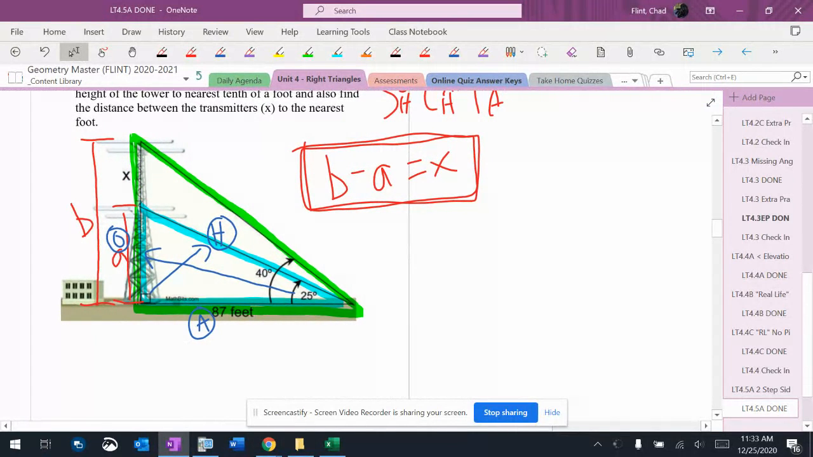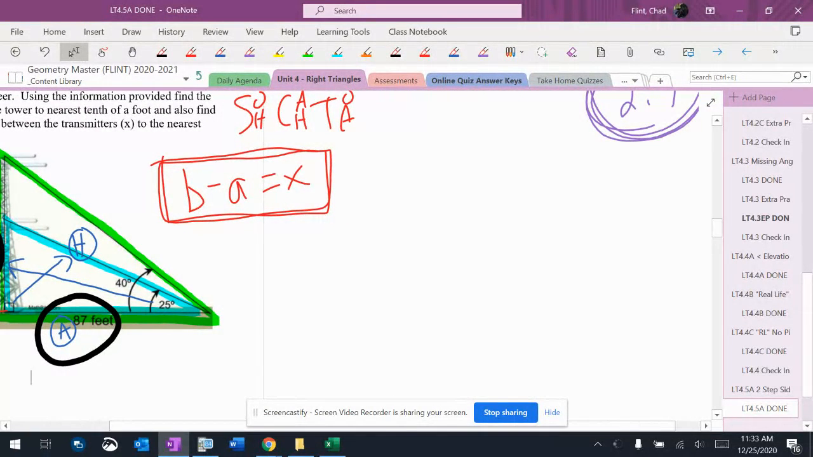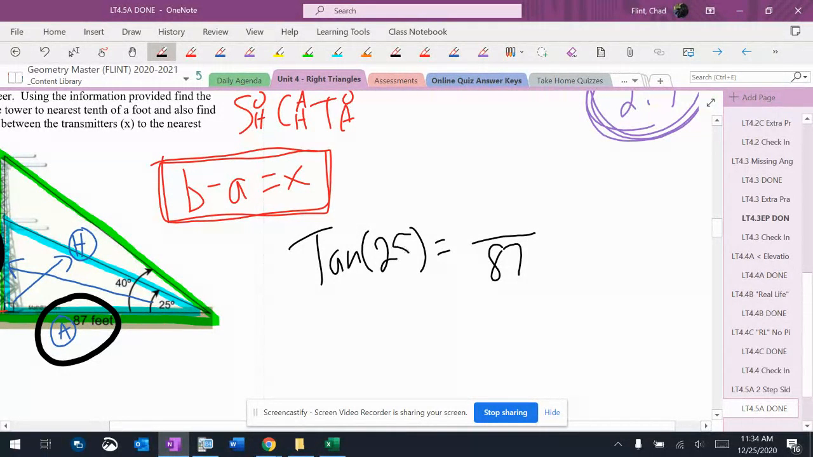All right, so what am I going to use for the blue triangle? Well, I want to know this, so I'm going to use the opposite, and I'm going to use the adjacent. That is a tangent problem. So for the blue triangle, I'm going to get tangent, and then I fill in what I know. I know the adjacent is 87. I know the angle is 25.